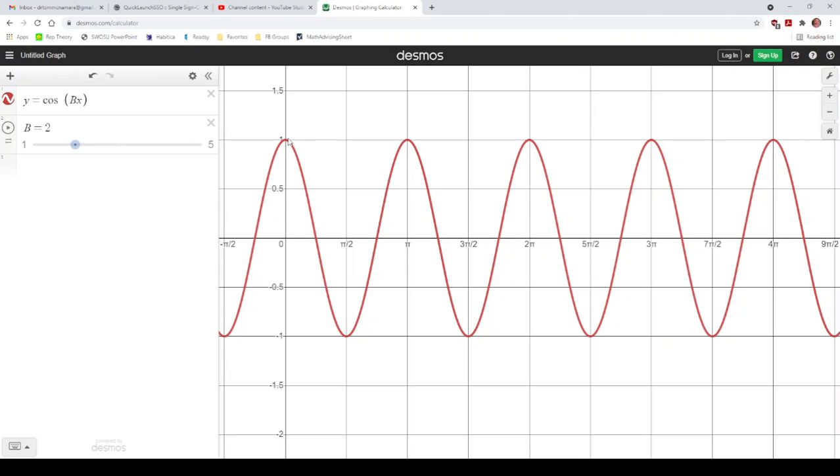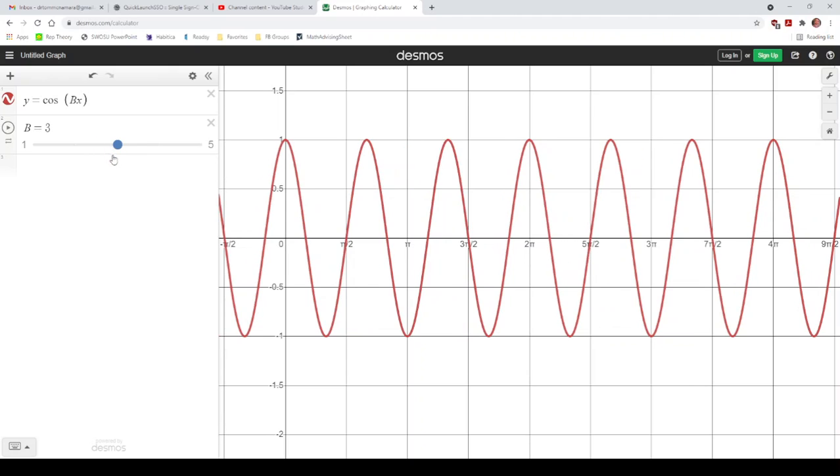Now I want you to notice, by the time we get to 2 pi, we've gone through 1, 2 complete cycles. Okay, in other words, the period, the length that we need to complete one cycle, is now pi units rather than 2 pi units. Let's go ahead and change it up again. We'll change it to 3.